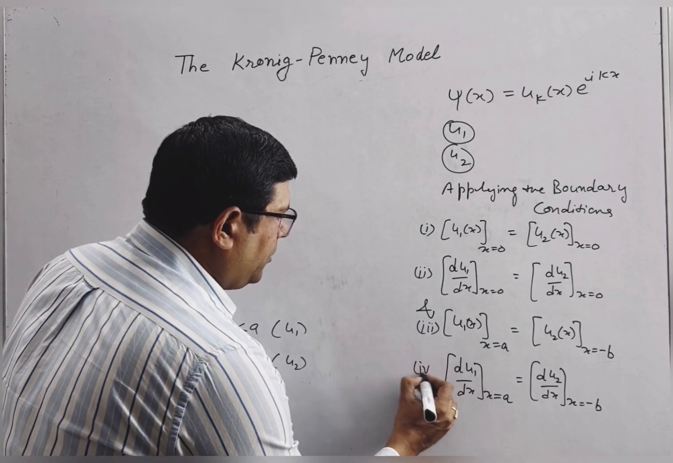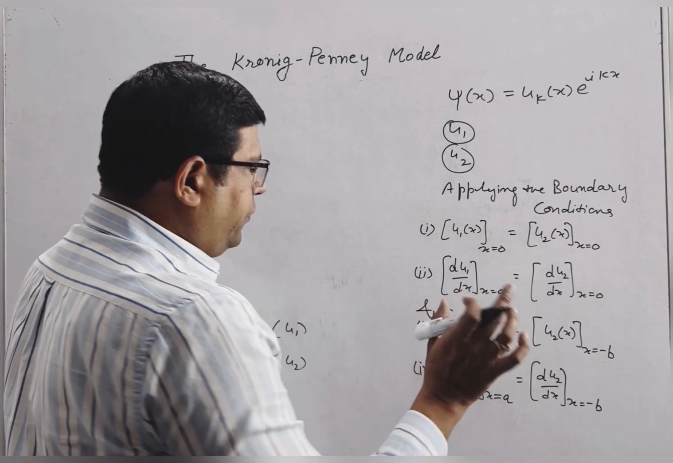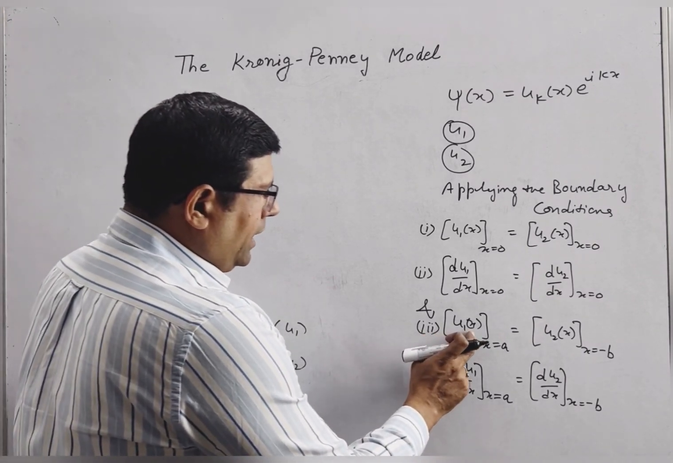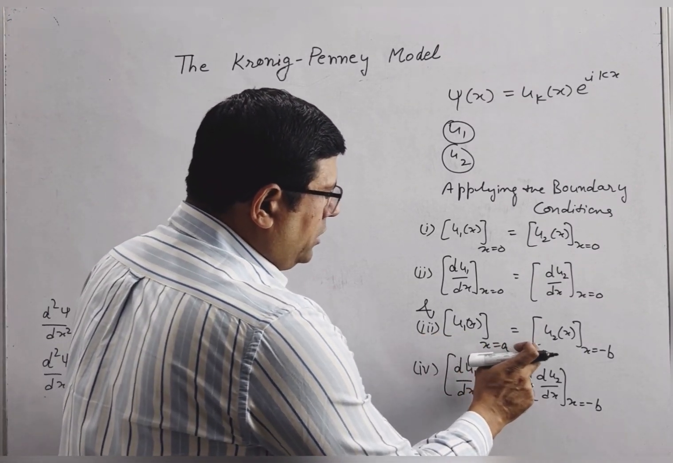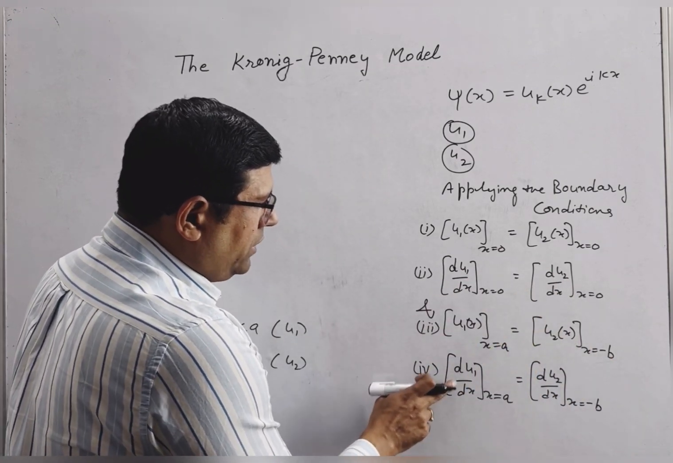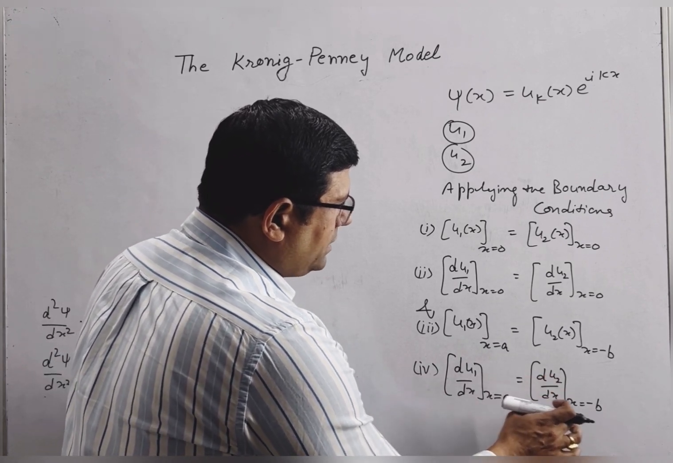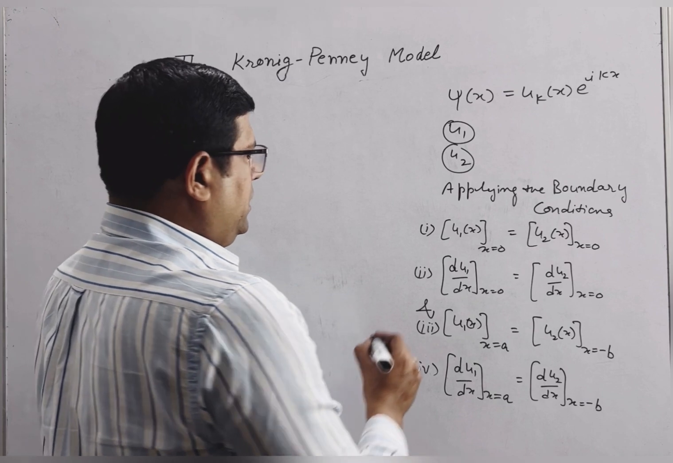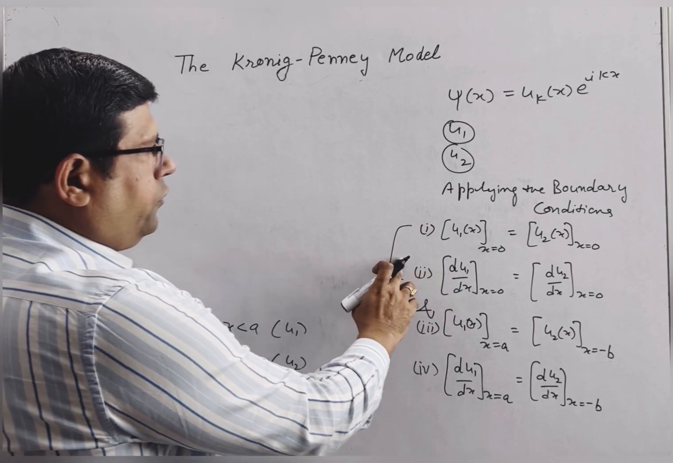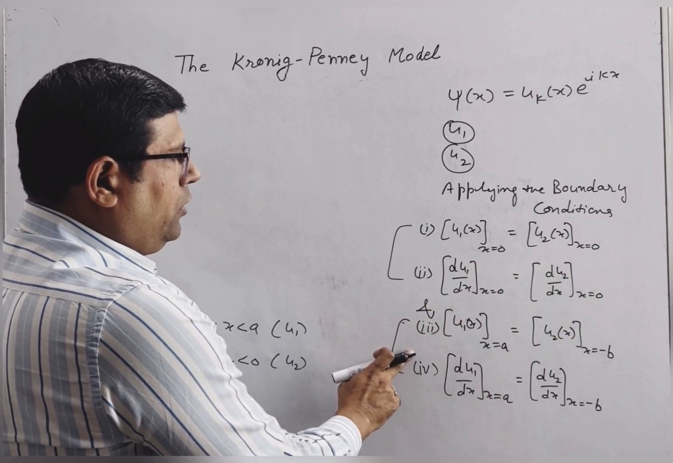The third and fourth boundary conditions are from periodicity. We know our wave function is periodic and potential is periodic. So u1(x) at x equal to a should be equal to u2(x) at x equal to minus b, and its first derivative du1 by dx at x equal to a equals du2 by dx at x equal to minus b. The first two conditions are from continuity of the wave function, and these are from periodicity of the wave function.